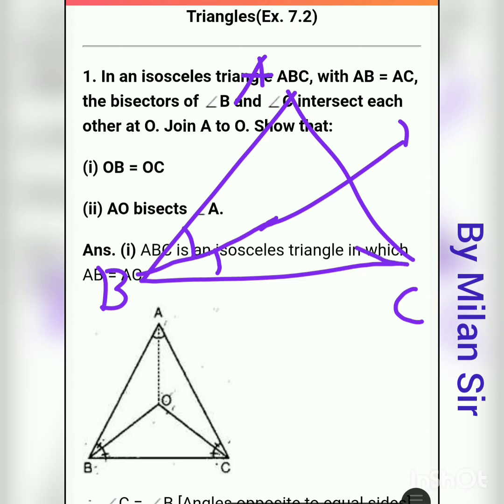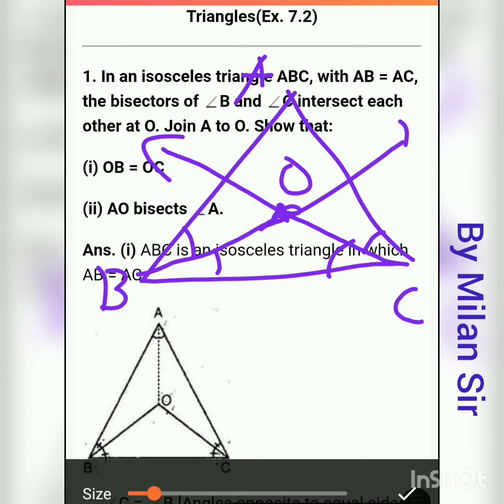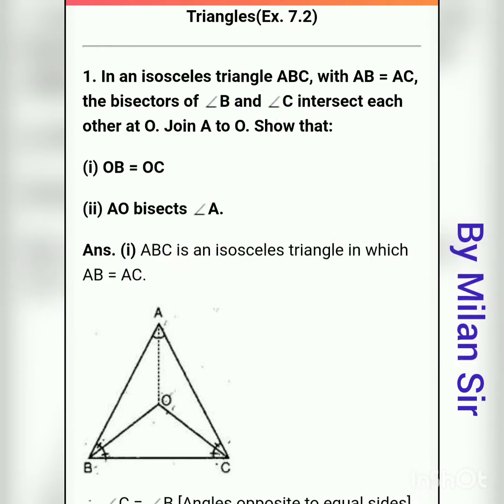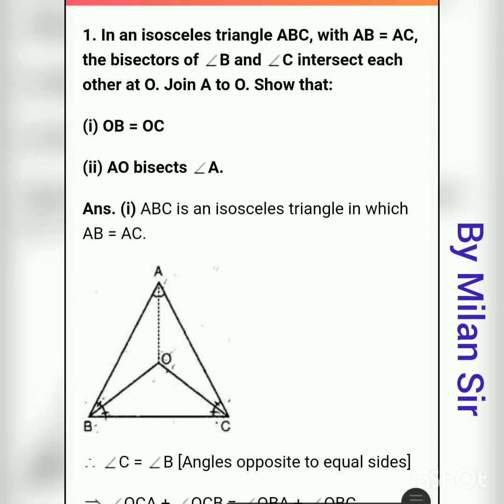Now draw the bisector of angle C. That means these two parts are also the same. Now these two bisectors intersect each other at point O. We need to prove here that OB is equal to OC. Since we have two bisectors, these two angles are the same, and here these two angles are also the same, because OB and OC are bisectors.